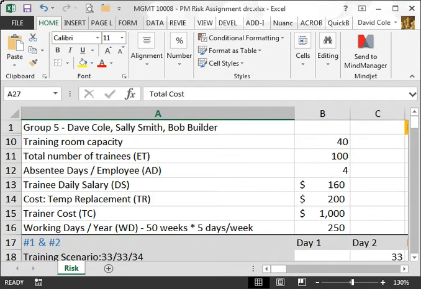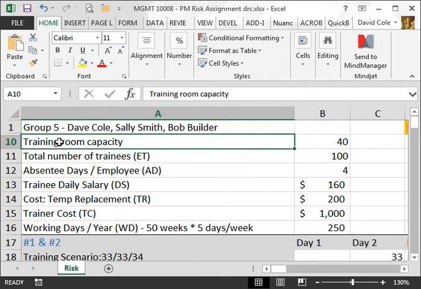Good day. We are talking about our risk management lab, and again the output of this is a spreadsheet that's going to identify the different scenarios as identified in the 6 questions we have for the assignment. In the spreadsheet, I would like you to start out in column 1A, identifying your group and your group members. In this case, we have group 5. Myself, Sally Smith, and Bob Builder are the members of the team.